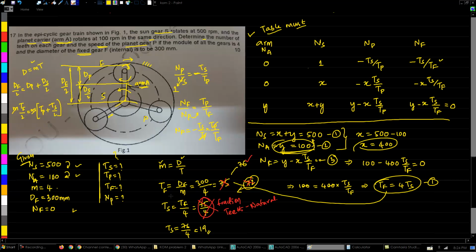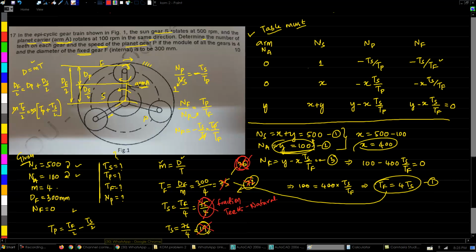So now 2 of the teeth we have already found. Let us substitute them here in this equation and try to see if we get the number of teeth on P. So TP will be TF by 2 minus TS by 2. TF, it's an even number, so we can divide by 2, no problem. Okay, but TS comes out to be 19, and this as well is not to be allowed, because 19 by 2 we get a decimal point, so we cannot take 76 as well.